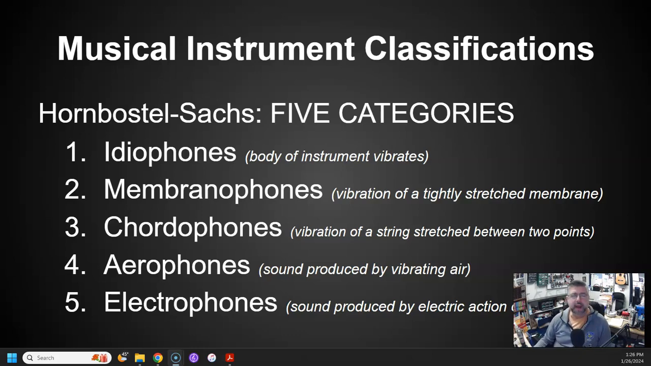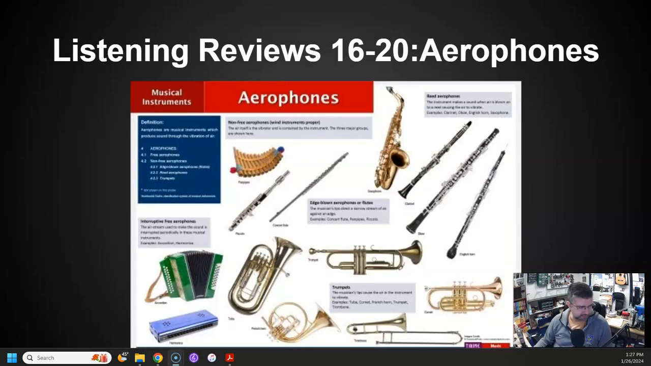Next up are aerophones. Aerophones are instruments that produce sound with a vibrating column of air. That's pretty general. That includes woodwinds, which have a reed that vibrates, and brass instruments where your lips vibrate. Really, what is vibrating is the column of air traveling through the instrument. That is the generic overall category for these instruments.